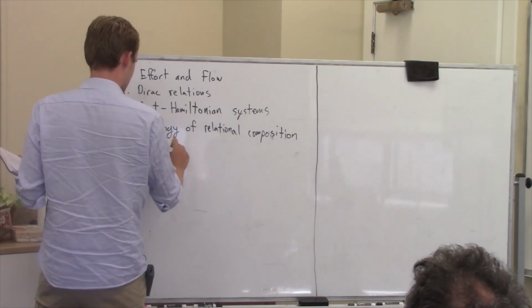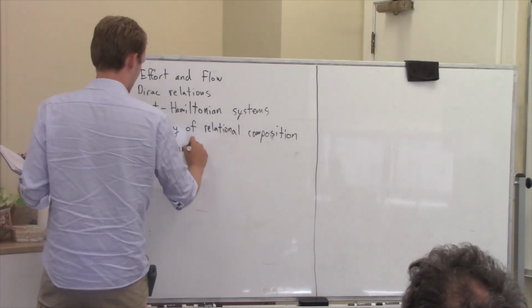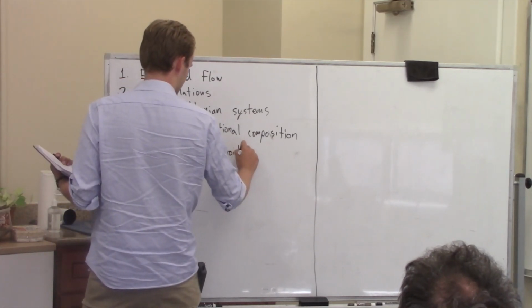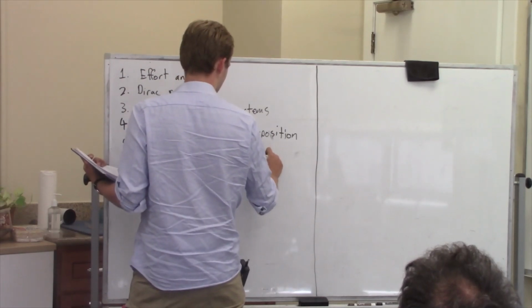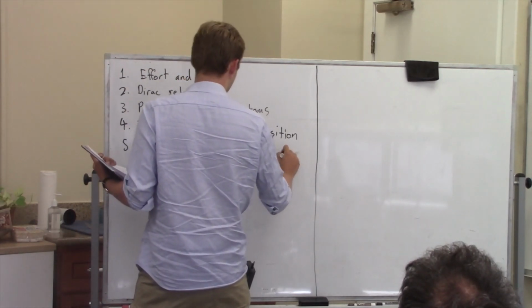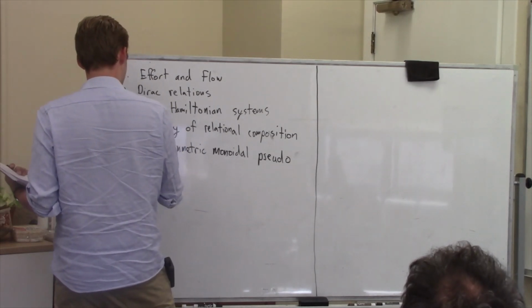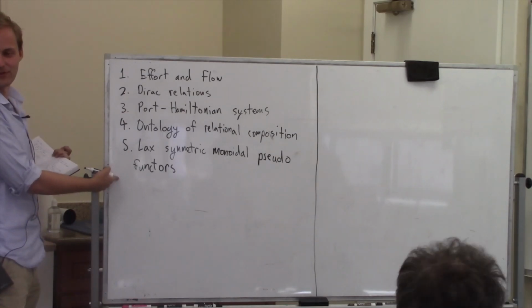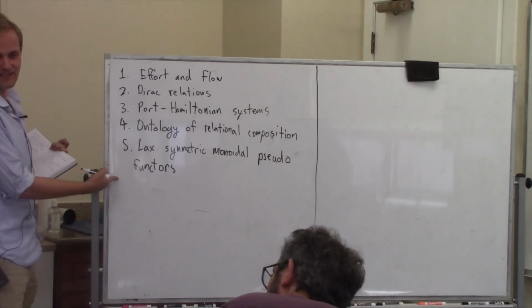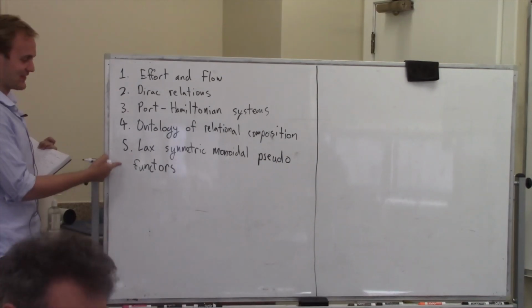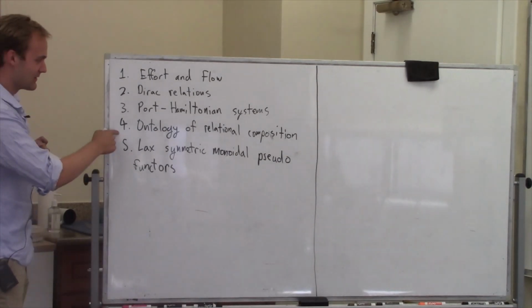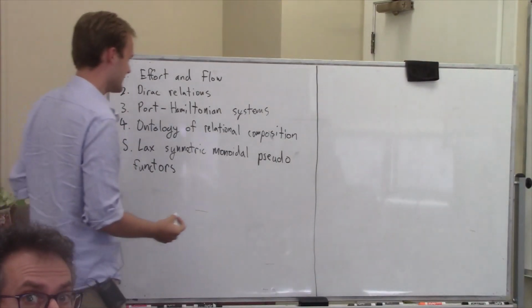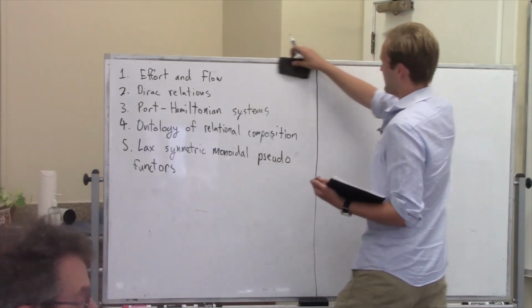So lax, symmetric, monoidal, pseudo functors. This is the framework of lax, symmetric, monoidal, pseudo functors. Say that 5 times fast. This framework is going to allow me to talk about 1 through 4 in category theory. Okay, let's talk about effort and flow.